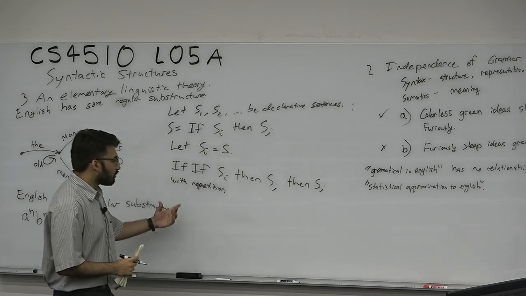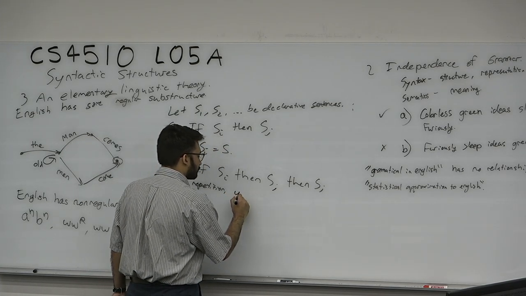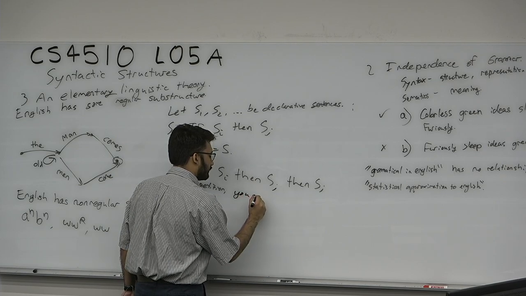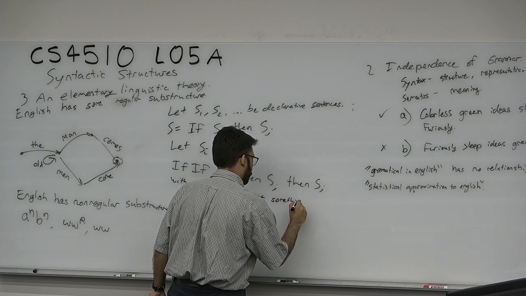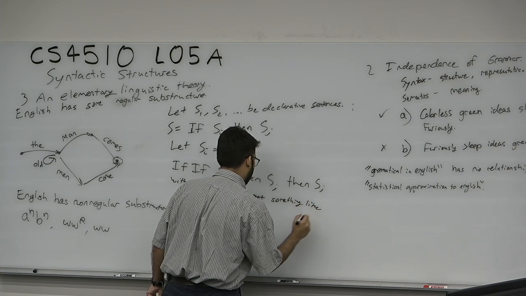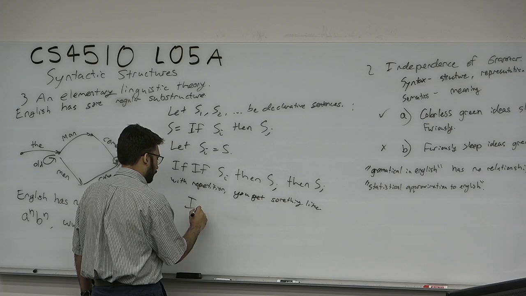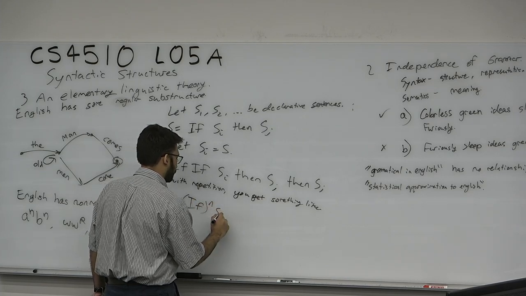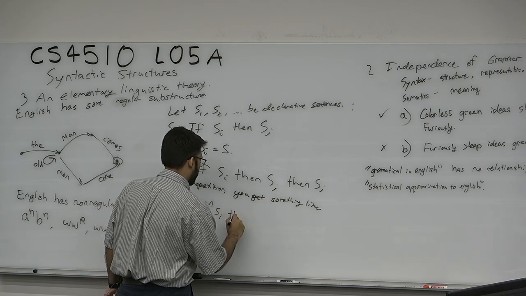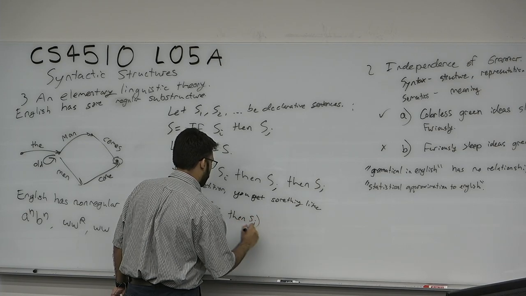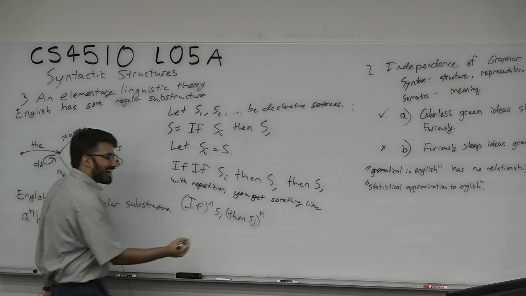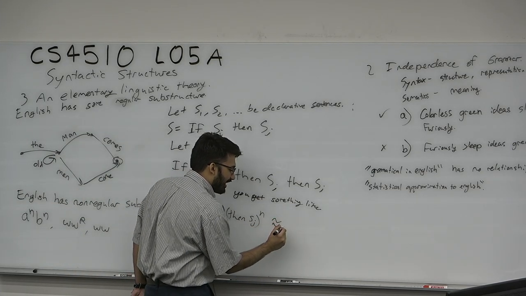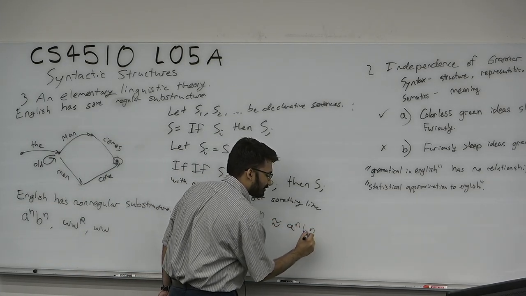Yeah. With repetition, you get something like if to the n, Si, then Sj to the n, right? Well, this is kind of like a to the n, b to the n, right?